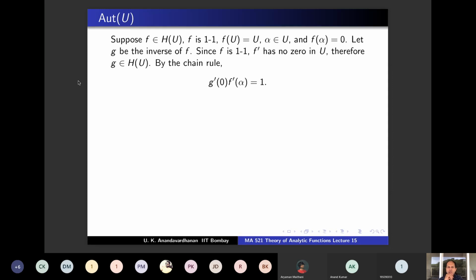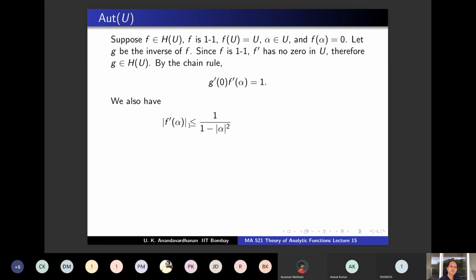By chain rule, what does this mean? G composed with f is the identity. So G prime of f(z) times f prime of z is 1 for all z. Take z equal to alpha. So f of alpha is 0. In particular, you get G prime of 0 times f prime of alpha is 1. Agree?